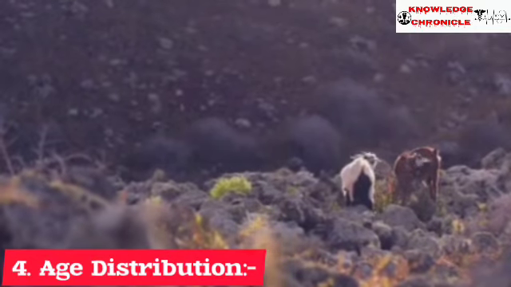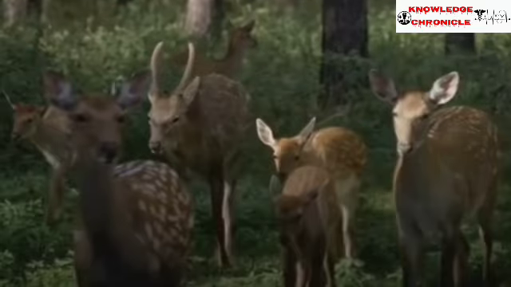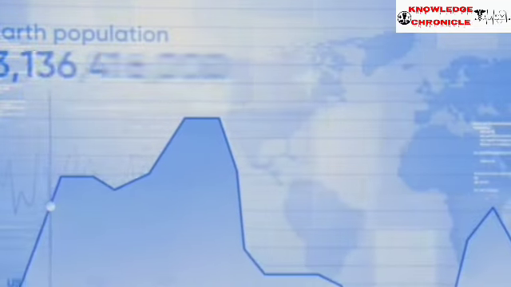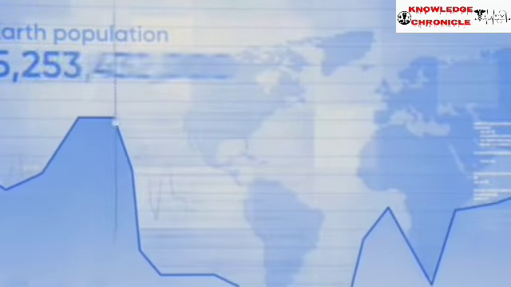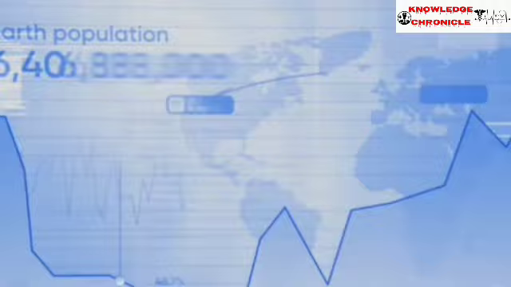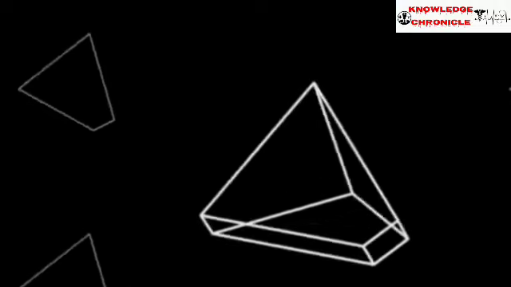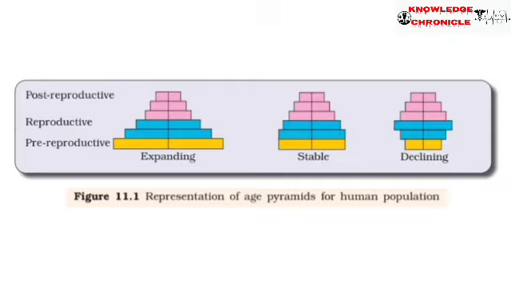4. Age distribution. Populations are not made up of individuals of the same age. The age structure or age pyramid divides individuals into pre-reproductive, reproductive, and post-reproductive stages. Example, a triangle-shaped age pyramid suggests a growing population, while a bell shape shows stability, and an inverted triangle means decline.